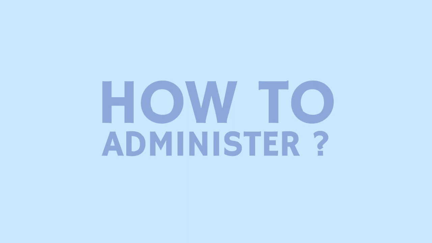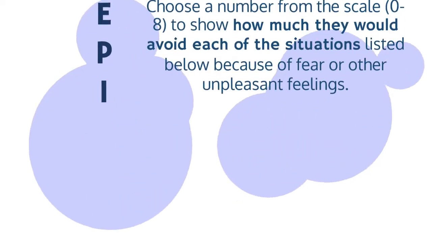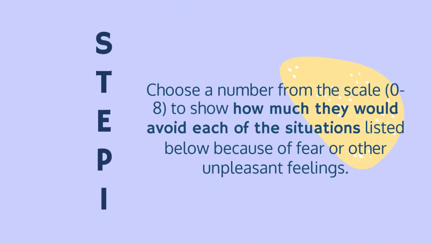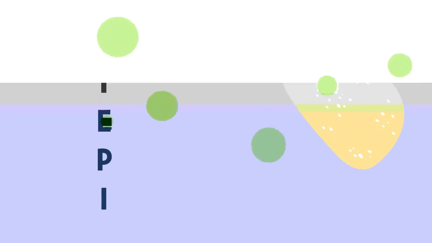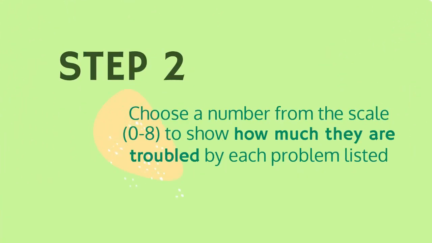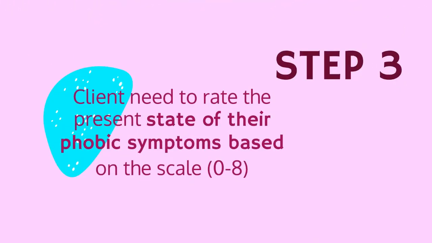But how to administer? Step 1. Client needs to choose a number from the scale, 0 to 8, to show how much he would avoid each of the situations listed below because of fear or unpleasant feelings. Next, choose a number from the scale, 0 to 8, to show how much they are troubled by each problem listed. Step 3. Client needs to rate the present state of their phobic symptoms based on the scale, 0 to 8.